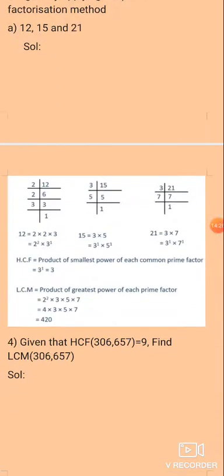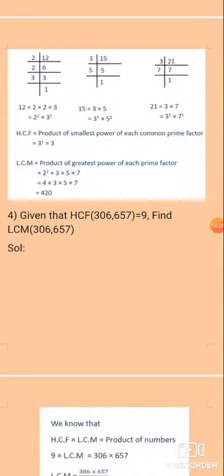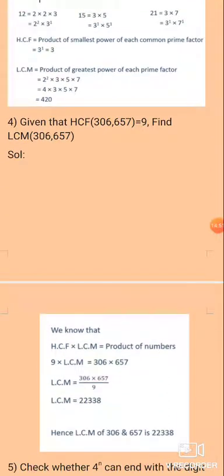Now the next type of question. Given that HCF of the numbers 306 and 657 is 9, find the LCM of the same numbers. So listen carefully in this question. The HCF is given. We need to find out what? LCM. So the 2 numbers are also given. Now here we can consider that relation.